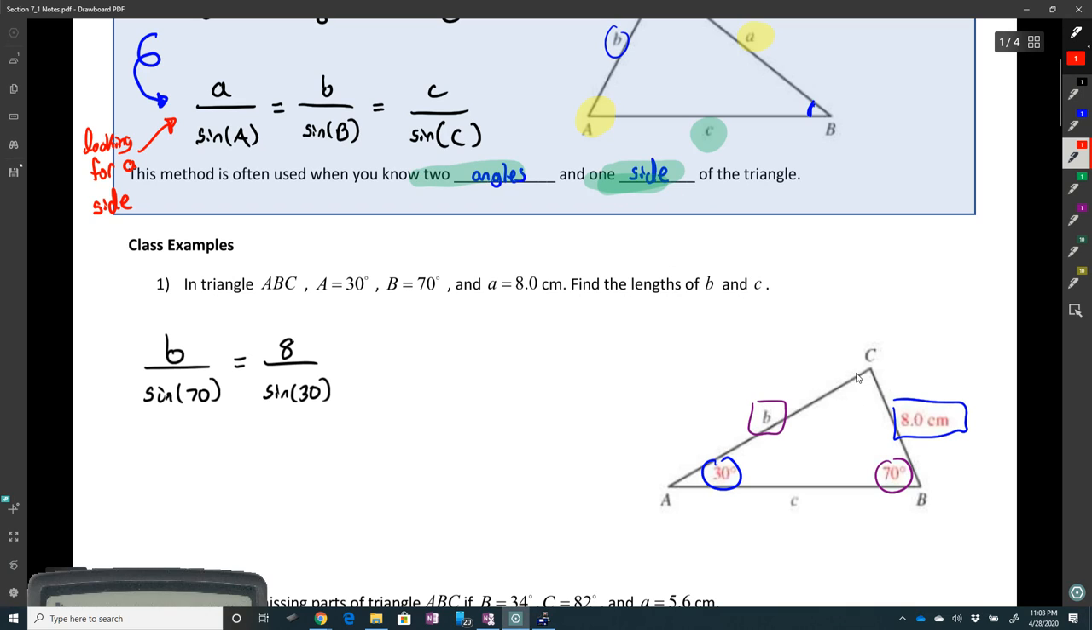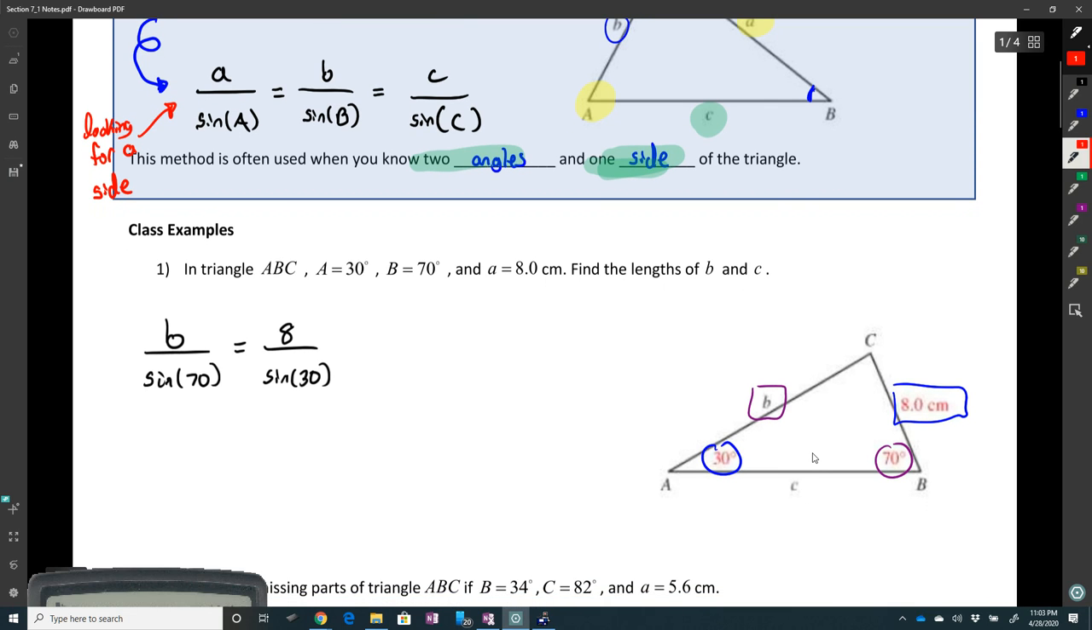Okay, so notice B, the side over its opposite angle, is the same thing as the side over its opposite angle. Now we could do the same thing with C, but notice I don't know either of them, so I'm going to solve that later. But now all I have to do is multiply both sides by sine of 70. And you have B is equal to sine of 70 times 8 over sine of 30.